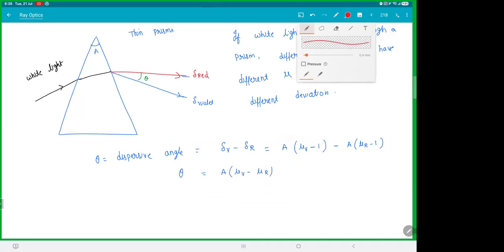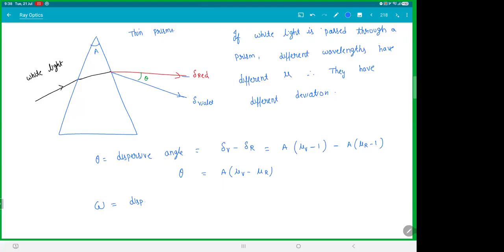And then we define something called dispersive power. This looks like omega, but it is not omega. This is called dispersive power. Dispersive power is your dispersive angle by average deviation, delta average. So this would be delta violet minus delta red by delta average.